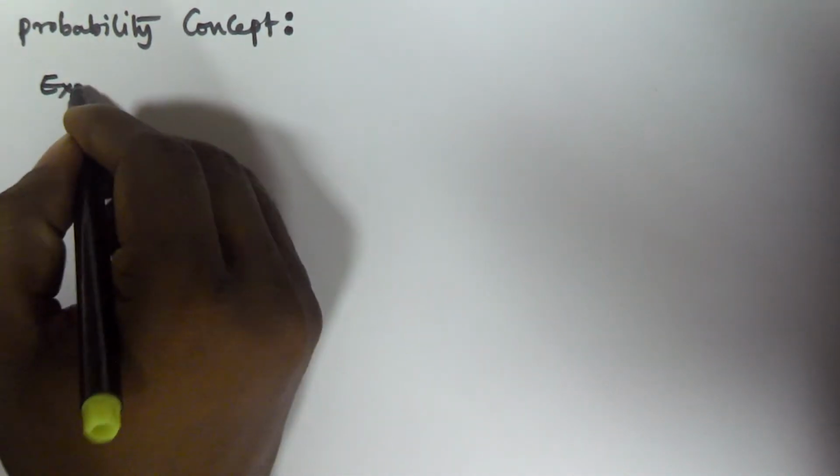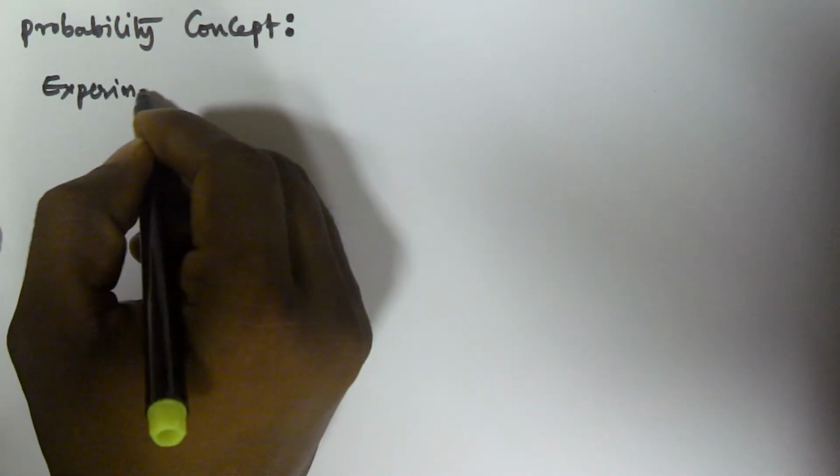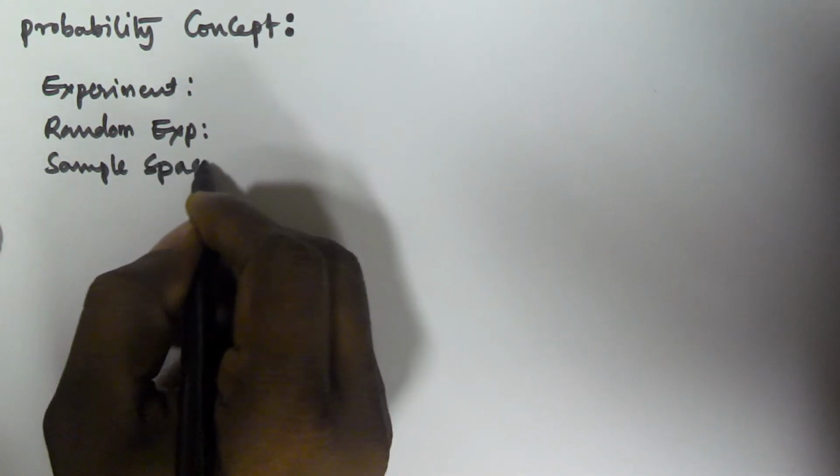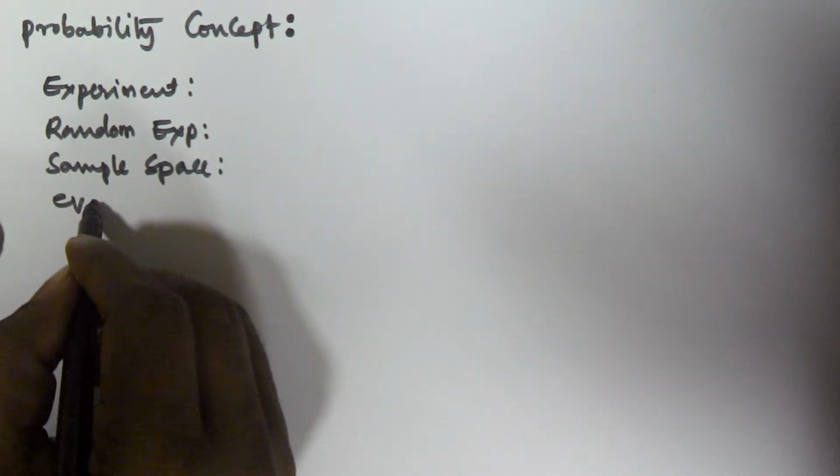Hello friends, in this video we will see the definition of probability. Before knowing the definition of probability, we must know what is an experiment, and then random experiment, and then sample space, and then we should know what is an event.